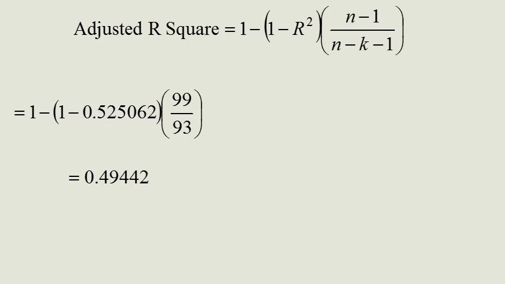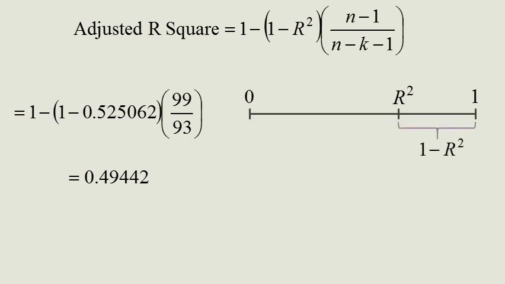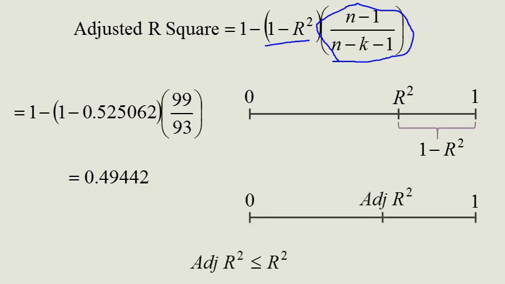Let's draw a picture to see what's going on. R squared is necessarily between 0 and 1. And so this distance on the right is equal to 1 minus R squared. And this shows up here in the formula. Next, this distance is multiplied by a fraction that is slightly bigger than 1. So the distance on the right is now slightly longer, and the adjusted R squared is always a bit less than R squared. Less than, not less than or equal to.